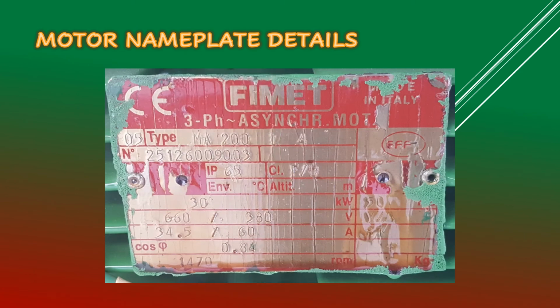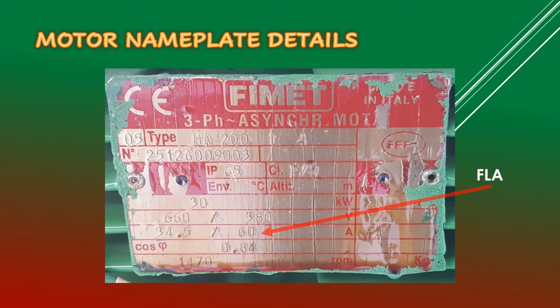Motor nameplate details. So this is the given nameplate of the motor. This is a three-phase motor, 30 kilowatt, 380 volts for the delta connection, and 60 amperes. Also power factor is given 0.84. So let us see how we are going to work on this nameplate details. Just take note of this nameplate details. So this 60 ampere, we will call it as FLA.